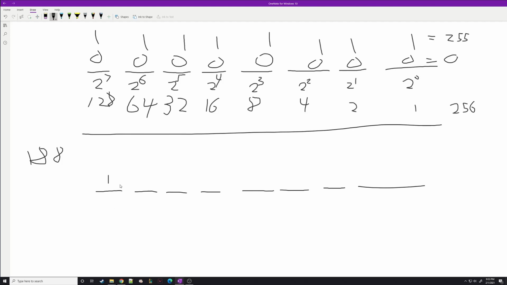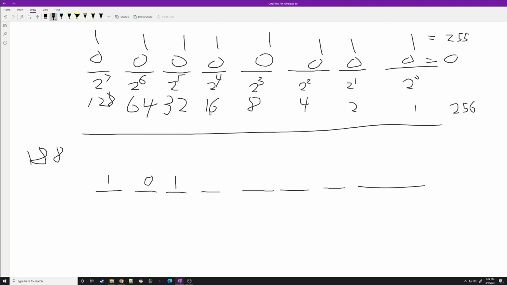Yeah, so you're going to put a 1 there. So you're going to do 188 minus 128. So now you're left with 60. So is 60 larger than or equal to 64? No. Is 60 larger than or equal to 32? Yes, it is. And you're going to be left with 28 remaining.